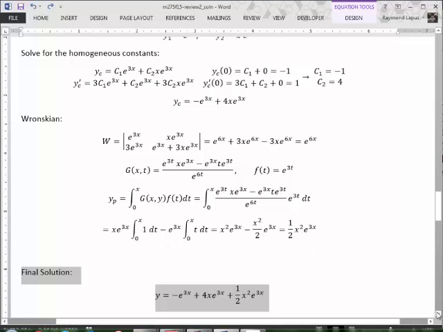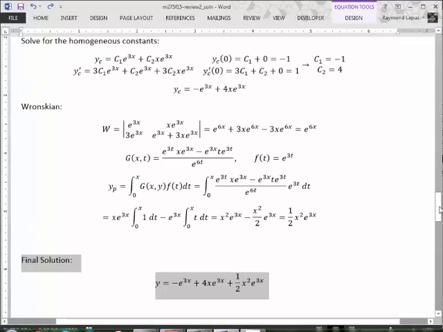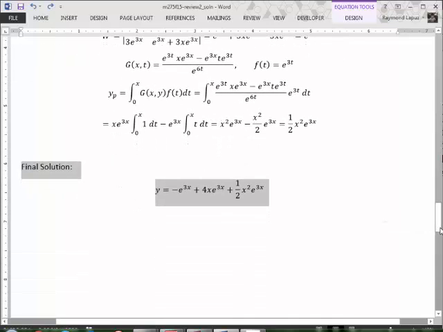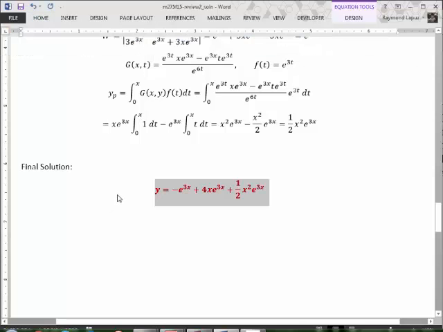Now that we have a complementary solution, we string that up with our particular solution for our final solution. Our final solution will be negative e to the 3x plus 4x e to the 3x, and then we got our particular solution, which is going to be 1/2 times x squared e to the 3x. Alright, so that's our final solution.